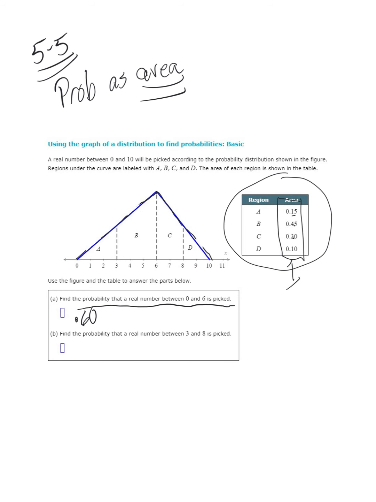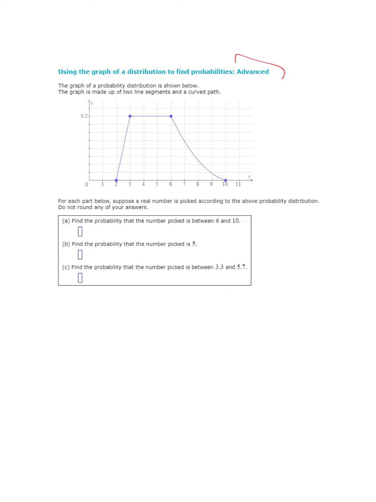All right, and then the next one, find the probability that the real number is between 3 and 8. Okay, so if I do 3 and 8, that's from here all the way over here. So that's B and C. B and C, that's 0.45 plus 0.3 is equal to 0.75. Okay, so those are pretty straightforward. Those are the basic ones. So let's flip the page and see the advanced ones.